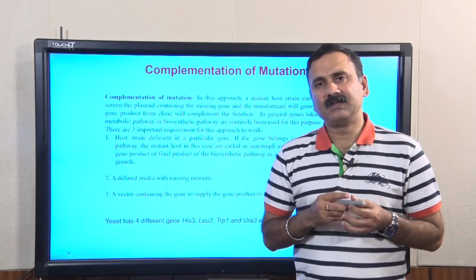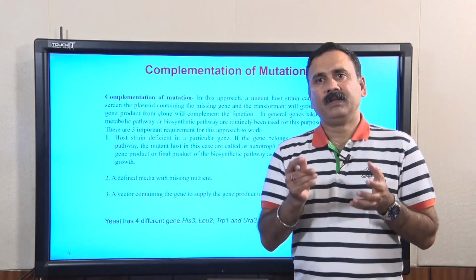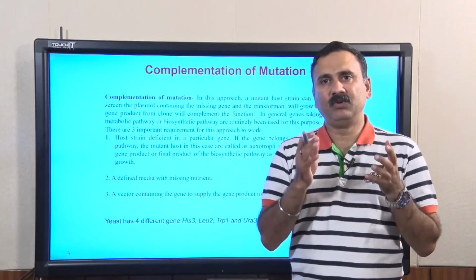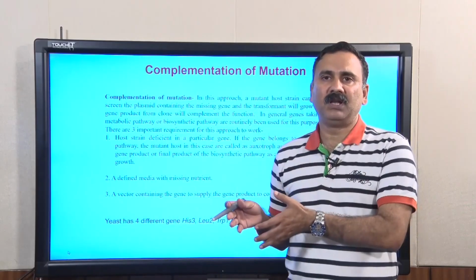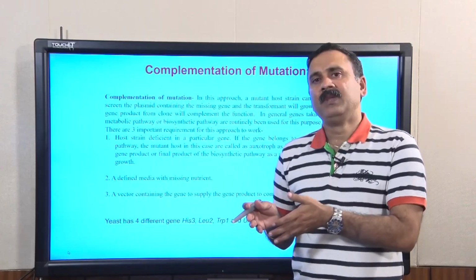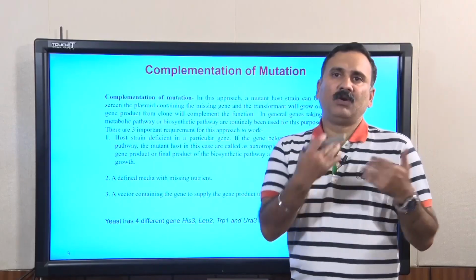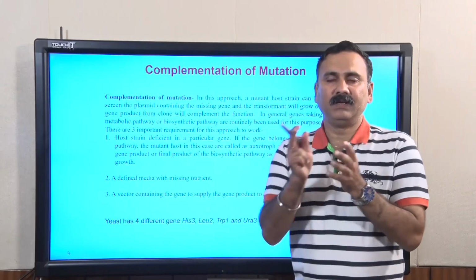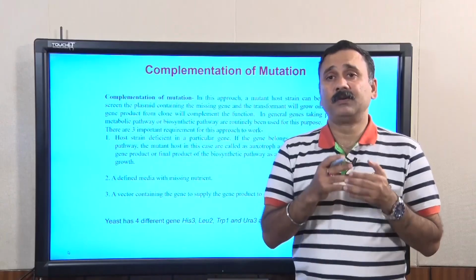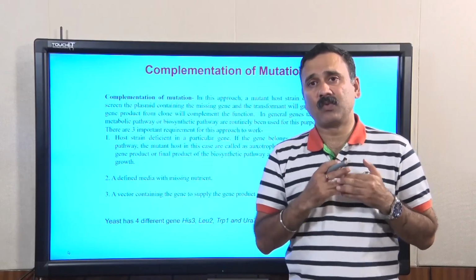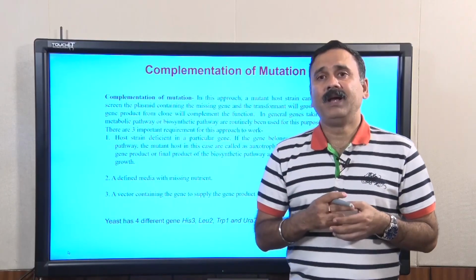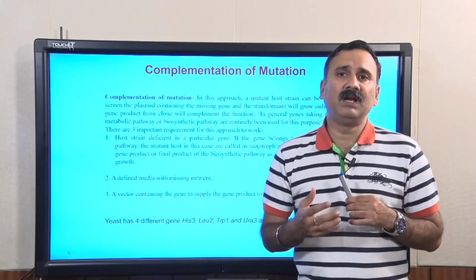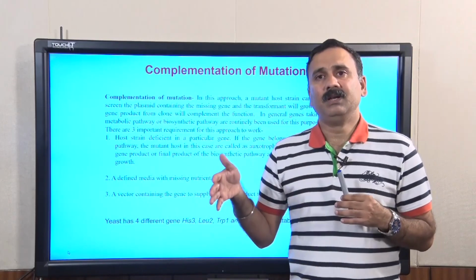And as we discussed, in this particular approach there are three requirements. One, the host should have a mutation in one of the crucial genes or the pathway, so that it should be dependent on this particular factor being provided from the exogenously provided vector. Then you should have a suitable vector so that it is able to provide that particular factor. And the third is that you should have a defined media which should not have this particular nutrient.